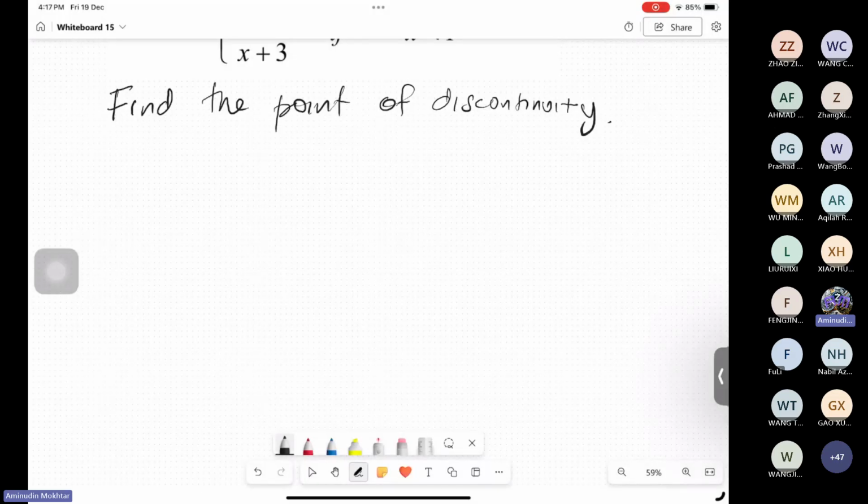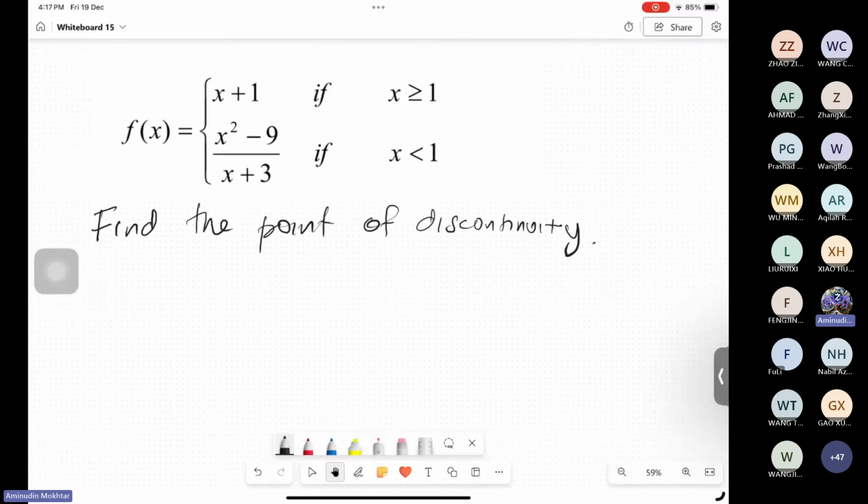Okay, how to find the discontinuous point? What point do we need to examine? The first one is the border point. The graph changes shape here, maybe from linear to quadratic, quadratic to exponential, and so on.